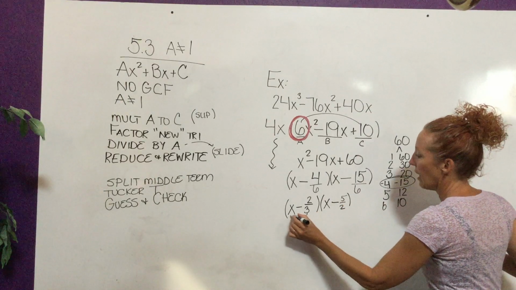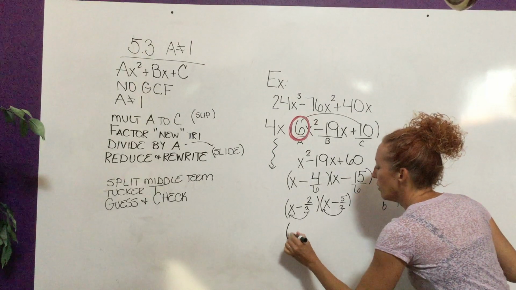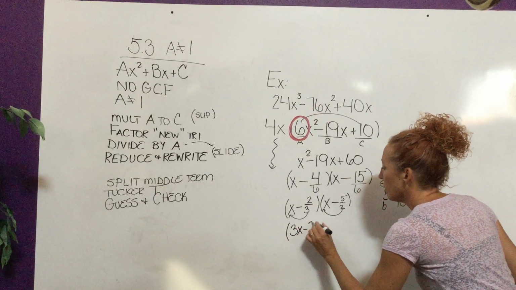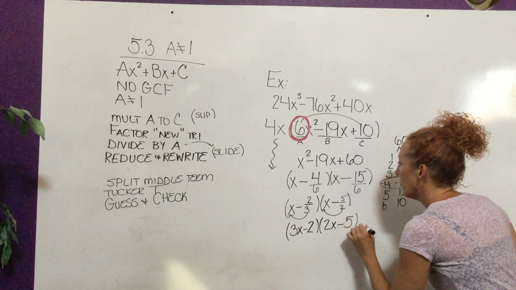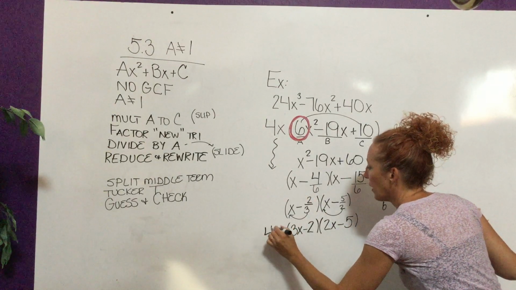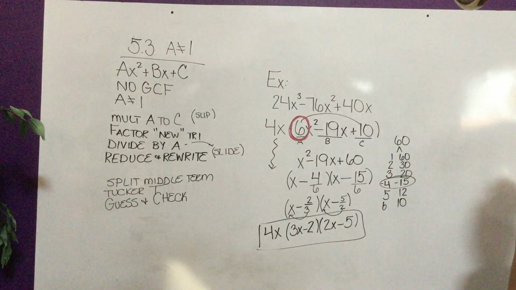And then we're going to slide that 3 in front of that x. We're going to slide that 2 in front of that x. And then that 4x, don't forget it, it's going to come straight down. And that's our final answer.